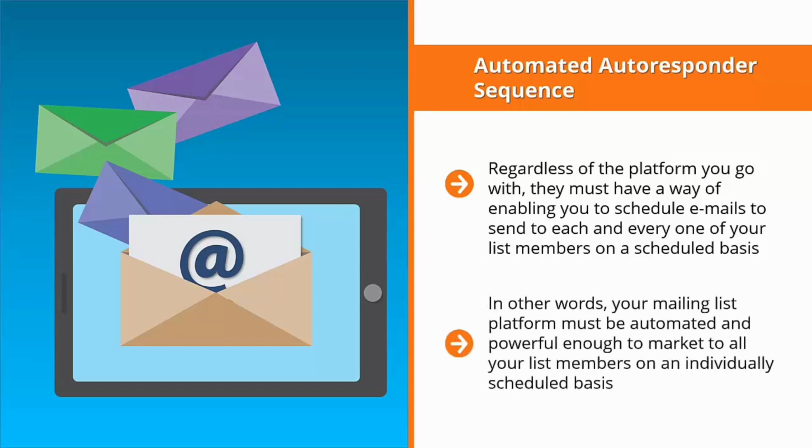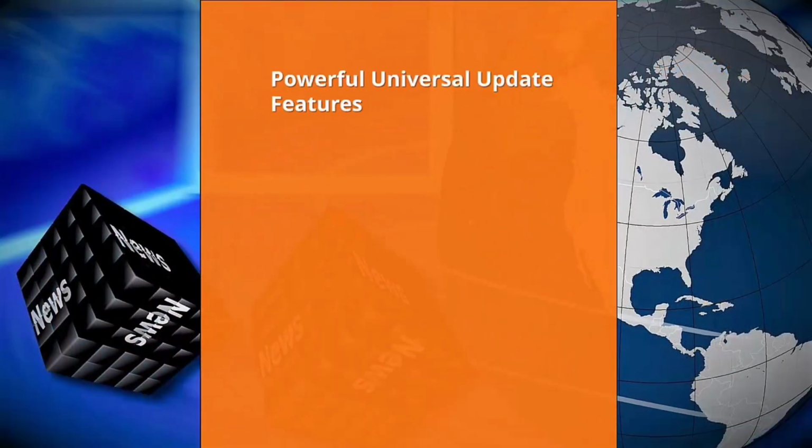In other words, your mailing list platform must be automated and powerful enough to market to all your list members on an individually scheduled basis. This is crucial if you want your autoresponder email sequence to turn your list members into buyers.